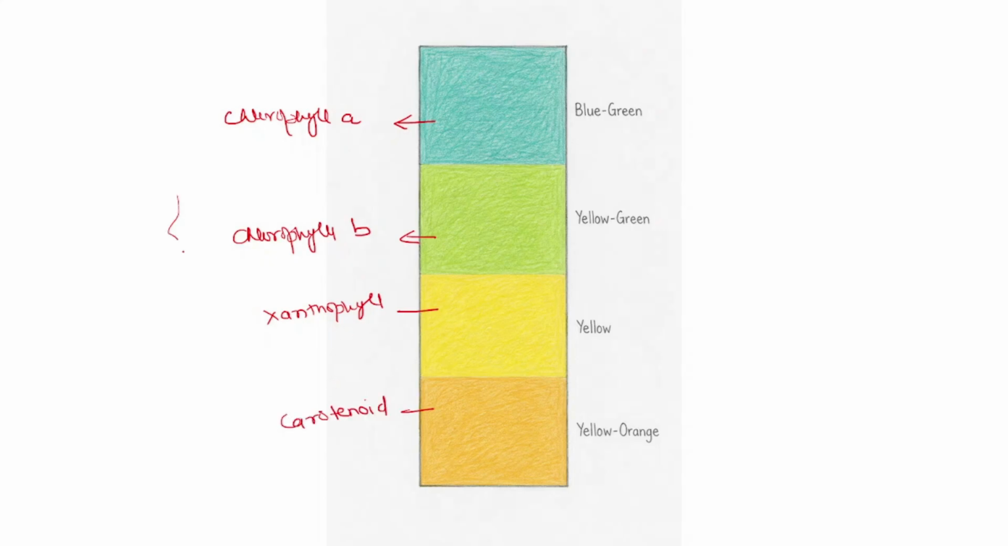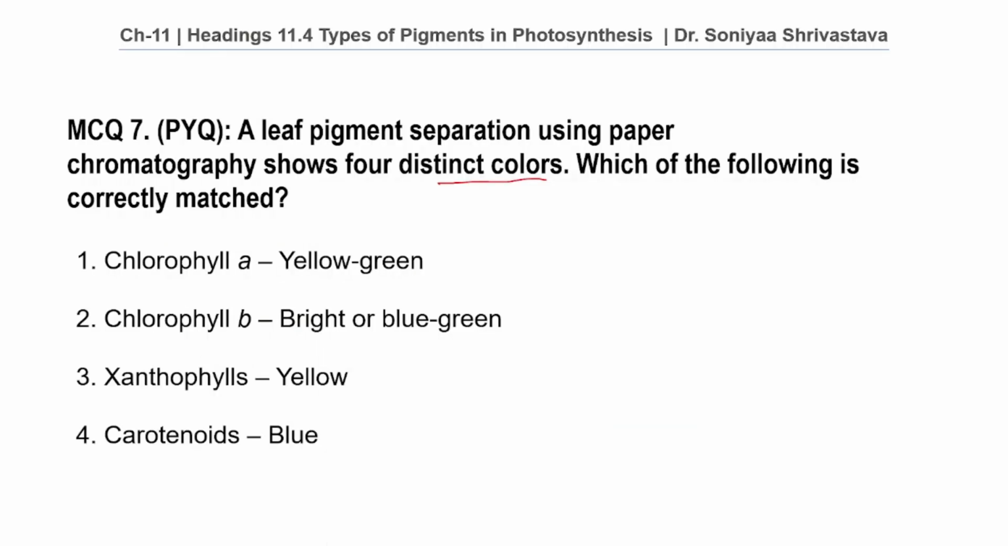These are the 4 photosynthetic pigments. In the options, what we have to tell is which of the following is correctly matched. So see option number 1, chlorophyll A, its color is blue-green. So this option is wrong. Is chlorophyll B correctly matched? No, its color is yellow-green. So this option is also wrong.